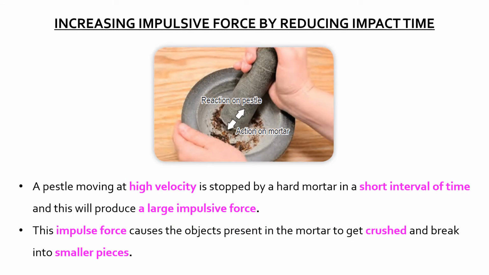Let's move on with our third situation, increasing impulsive force by reducing impact time. You know that a pestle and mortar are made of stone. A pestle moving at high velocity is stopped by the hard mortar in a short interval of time, and this will produce a large impulsive force. This impulsive force can cause the object present in the mortar to get crushed and break into smaller pieces.